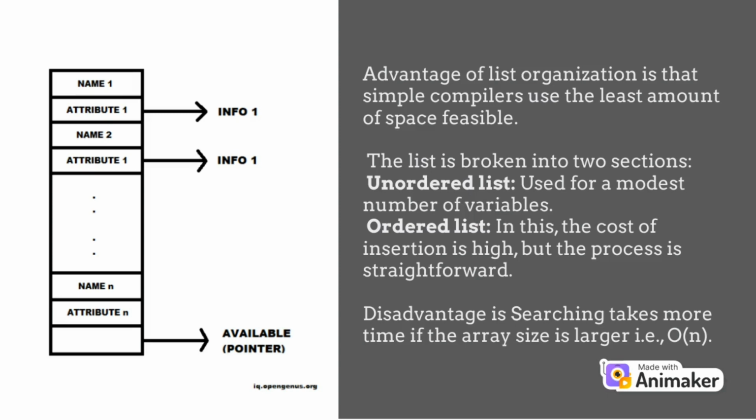The list is broken into two sections: unordered list, used for a modest number of variables, and ordered list. In this, the cost of insertion is high, but the process is straightforward. The disadvantage is that searching takes more time if the array size is larger, i.e., O(n).